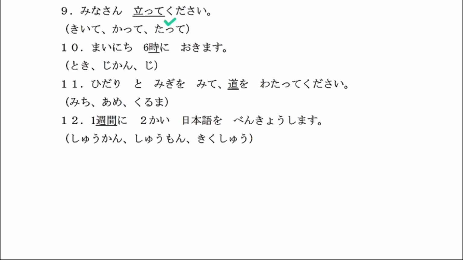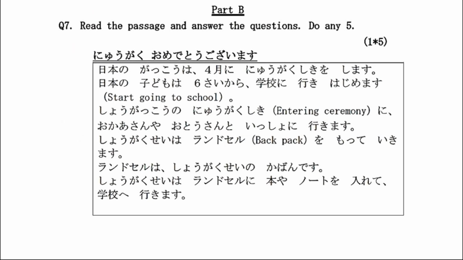For the 10th question, the correct option is ji, which means o'clock. For the 11th question, the correct option is michi, which means road. For the 12th question, the correct option is shukan, which is the counter for weeks. Next, let me go to part B.